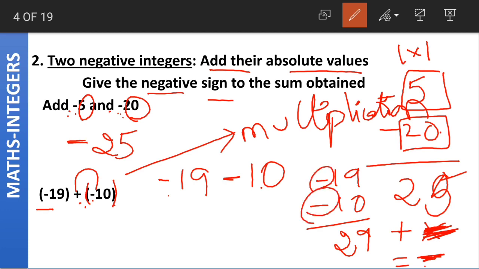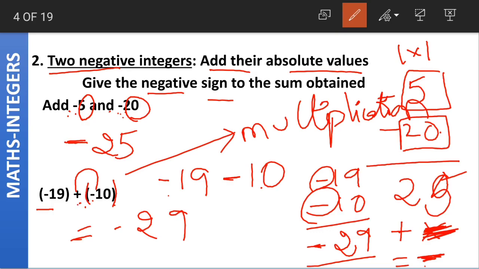As both the numbers have the negative sign, we put a negative sign for the answer as well. Minus 19 plus of minus 10 gives us the answer of what, class? It gives us the answer of minus 29. Hope this is clear. What did we do? Like for positive integers, we add them up as natural numbers. Positive integers are what we do addition regularly. Coming to negative integers, when two negative integers are given, you simply add their absolute values and give a negative sign to the sum obtained.